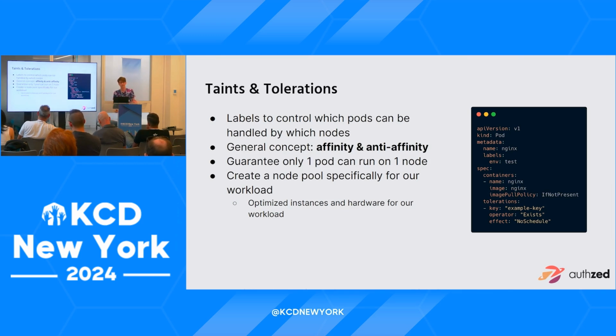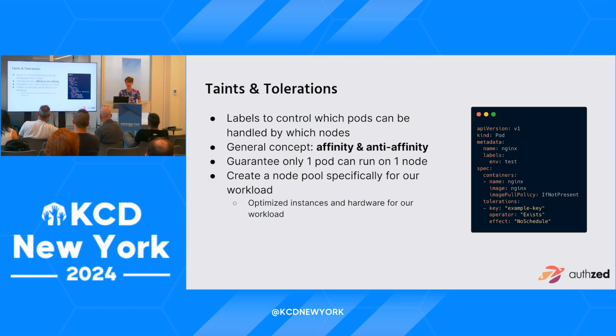Our first stop here is called taints and tolerations. This is a general concept basically called affinity and anti-affinity. What it basically means is you're going to label the software that you are running, the pods, and then you're going to label the nodes. The software gets taints, and the nodes get tolerations. Basically, what they say is if you have this taint, you can only be run on things that have a toleration for that thing.